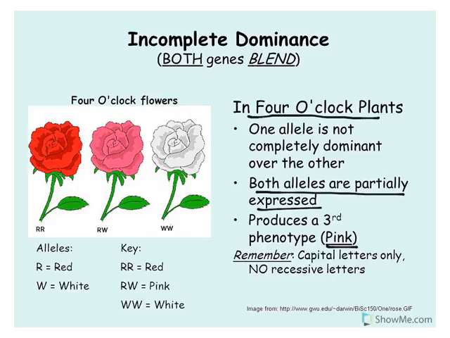So if we use in our key capital R to represent red and capital W to represent white, when you have the homozygous condition, 2 capital R's, you get the red color. When you have the homozygous condition, 2 capital W's, you get the white. And in the heterozygous condition, the hybrid condition, that's when you get a blending of the 2 to produce pink.